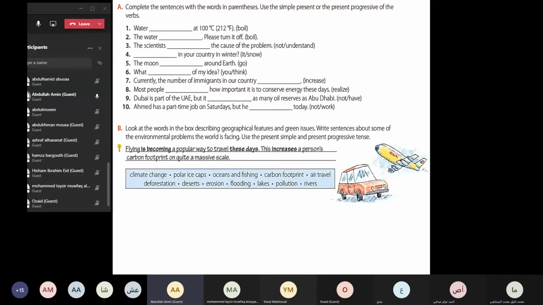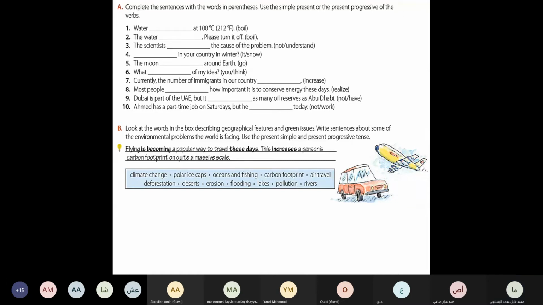Water boils at 100 degrees centigrade. You realize this is what? A fact. So with facts, as we said, we have to use what? A present simple. Water boils. Okay. Water boils at 100 degrees centigrade. Now, what about the second?